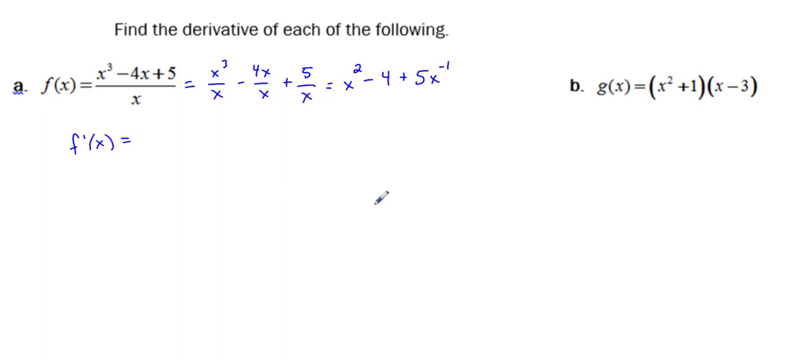All right, the derivative then. Okay, take the derivative of each term. That's what our sum and difference rules say. Derivative of x squared, 2x. Okay, derivative of negative 4, 0. I love constants when we take the derivative, right? Okay, derivative of 5x to the negative 1. Okay, negative 5x to the negative 2 power. And then let's write all our derivatives without negative powers, please. Minus 5 over x squared.